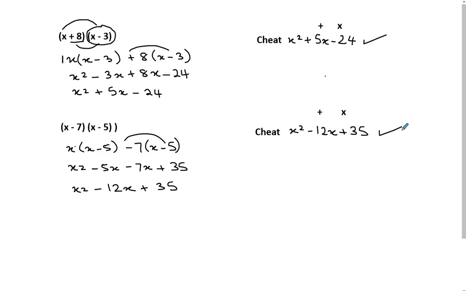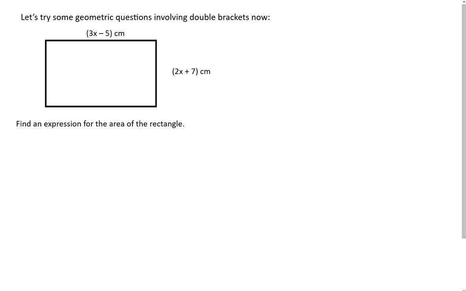Okay, let's try some questions they give you in exams, which involve shapes, where you have to find the area and the volume. Okay, so we know the area. It says find an expression for the area of the rectangle. So you know area will just be length times width, as simple as that. So it's just a case of double brackets. So you've got 3x minus 5 times 2x plus 7.